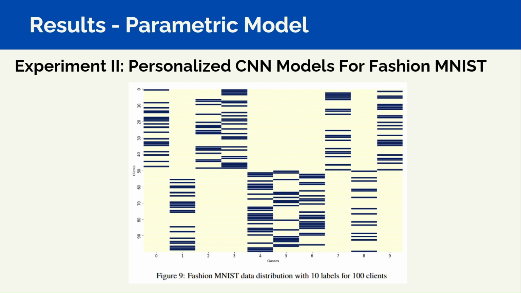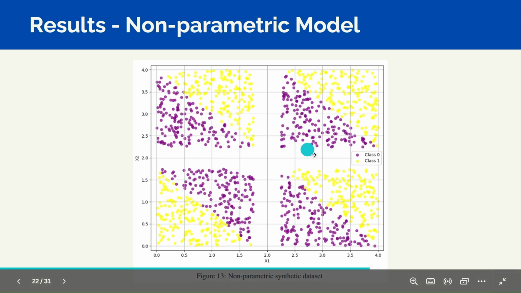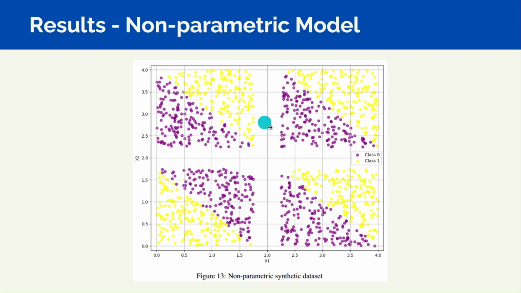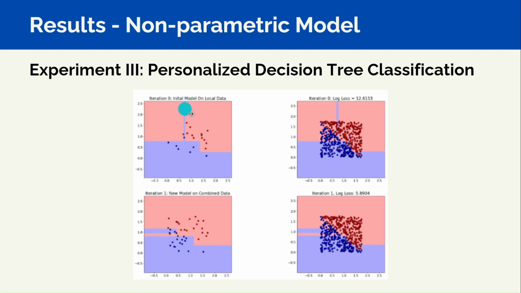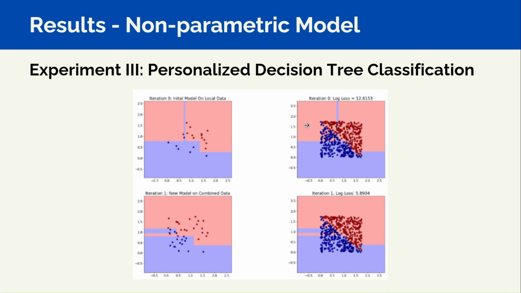Here we created synthetic data like this, and we divide them into many clients. Here we use decision tree to classify, and when we look at the partition figures, we can see that the model slowly captures the pattern. It shows that using our algorithm, the model can learn the overall distribution pretty well.